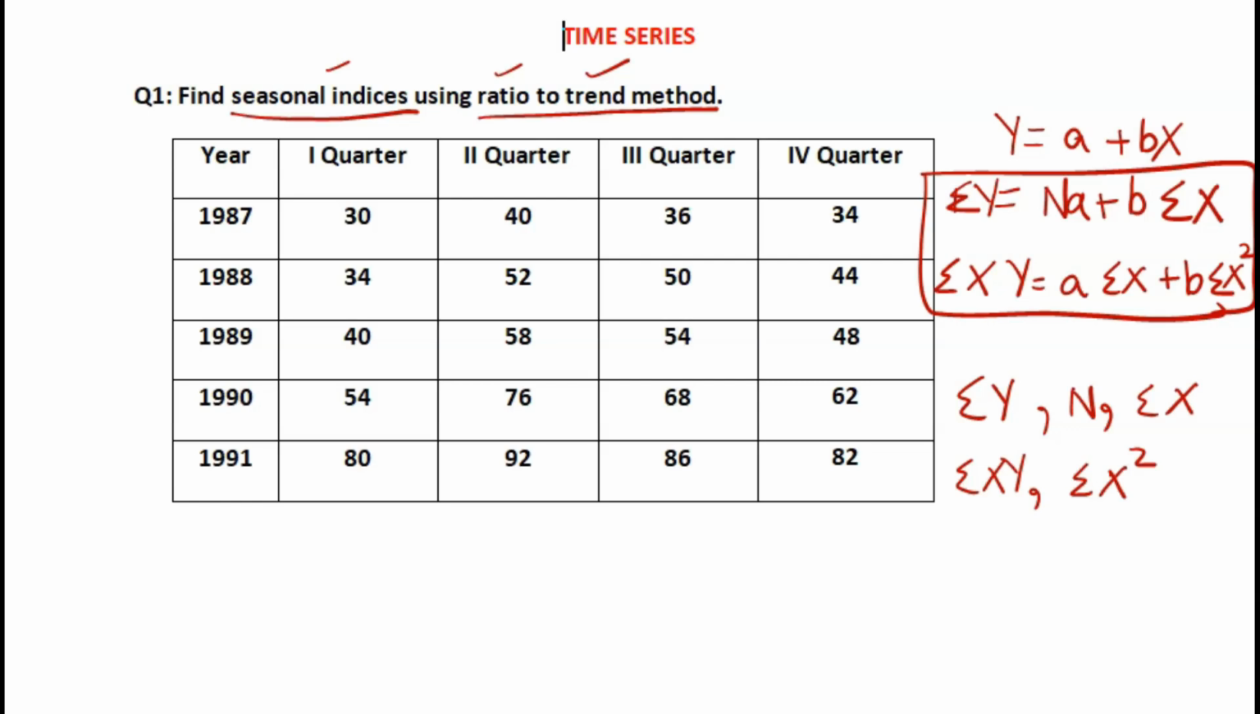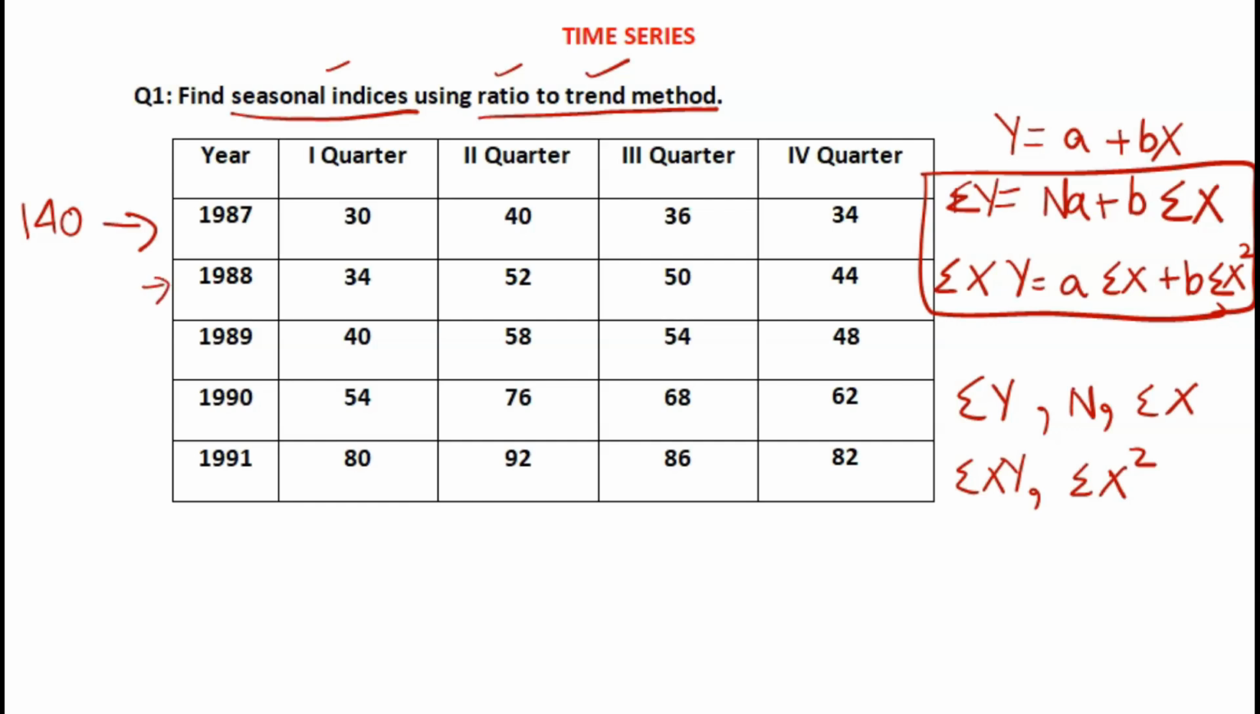First, quarterly values are given, but for trend values we need yearly values only. So for each quarter we will total the values, a yearly total for each year. Like here in this row, 1987: 30, 40, 36 and 34. We have to add all four. So here we will get 140 in this row.